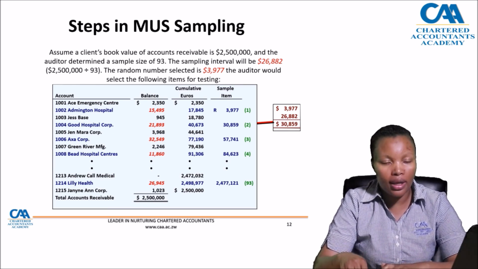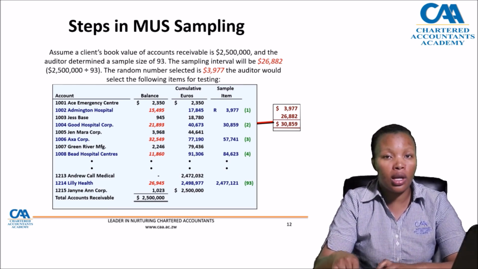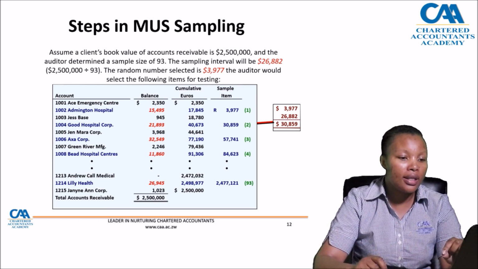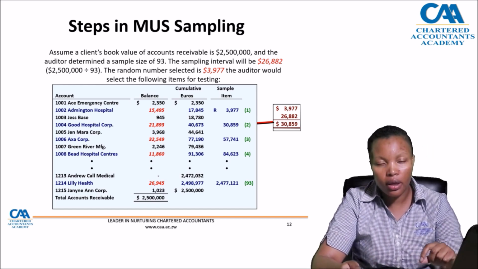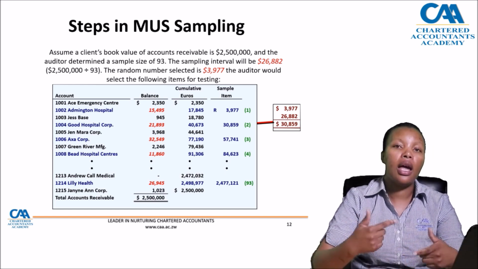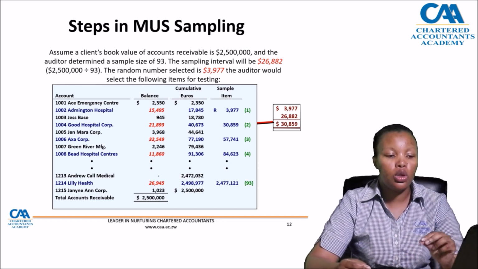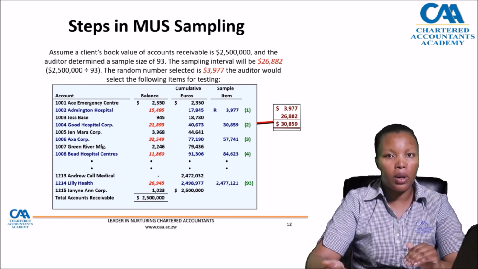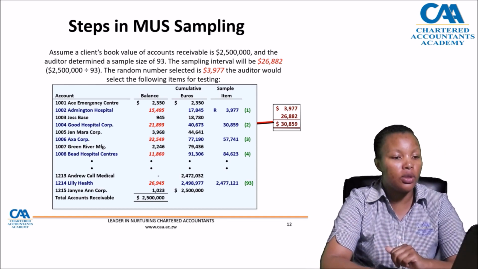The 30,859th dollar. Where is it sitting at? You'll find that it's now sitting at Good Hospital Corporation. So we then select that. And we do it repeatedly until we get to the final amount. That is how we then select our items to be tested.